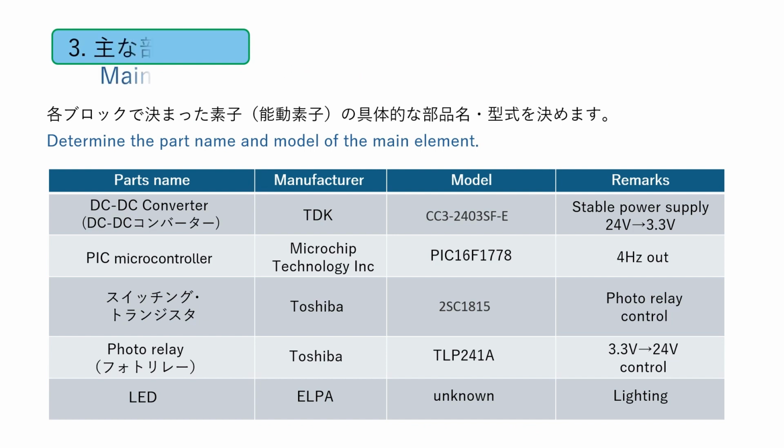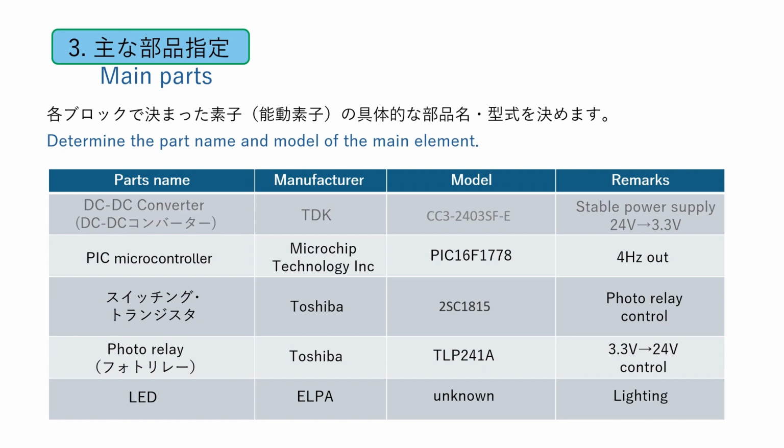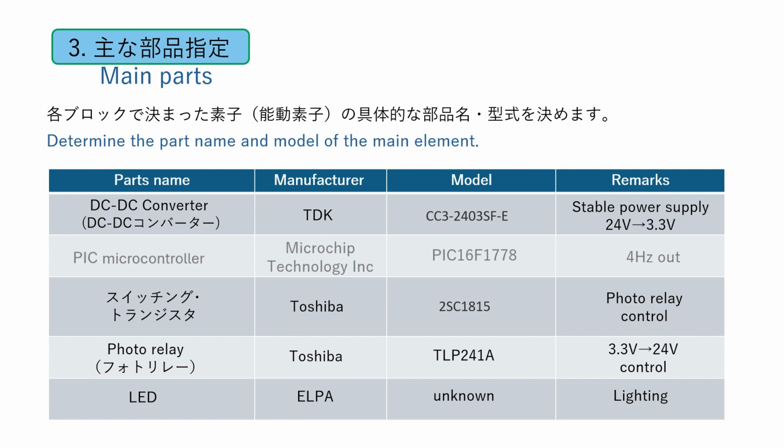3. Main parts. Determine the part name and model of the main elements. The DC-DC converter is manufactured by TDK, and the model name is CC3-2403SFE. The PIC microcontroller is manufactured by Microchip Technology Inc., and the model name is PIC16F1778. The switching transistor is manufactured by Toshiba, and the model name is 2SC1815.